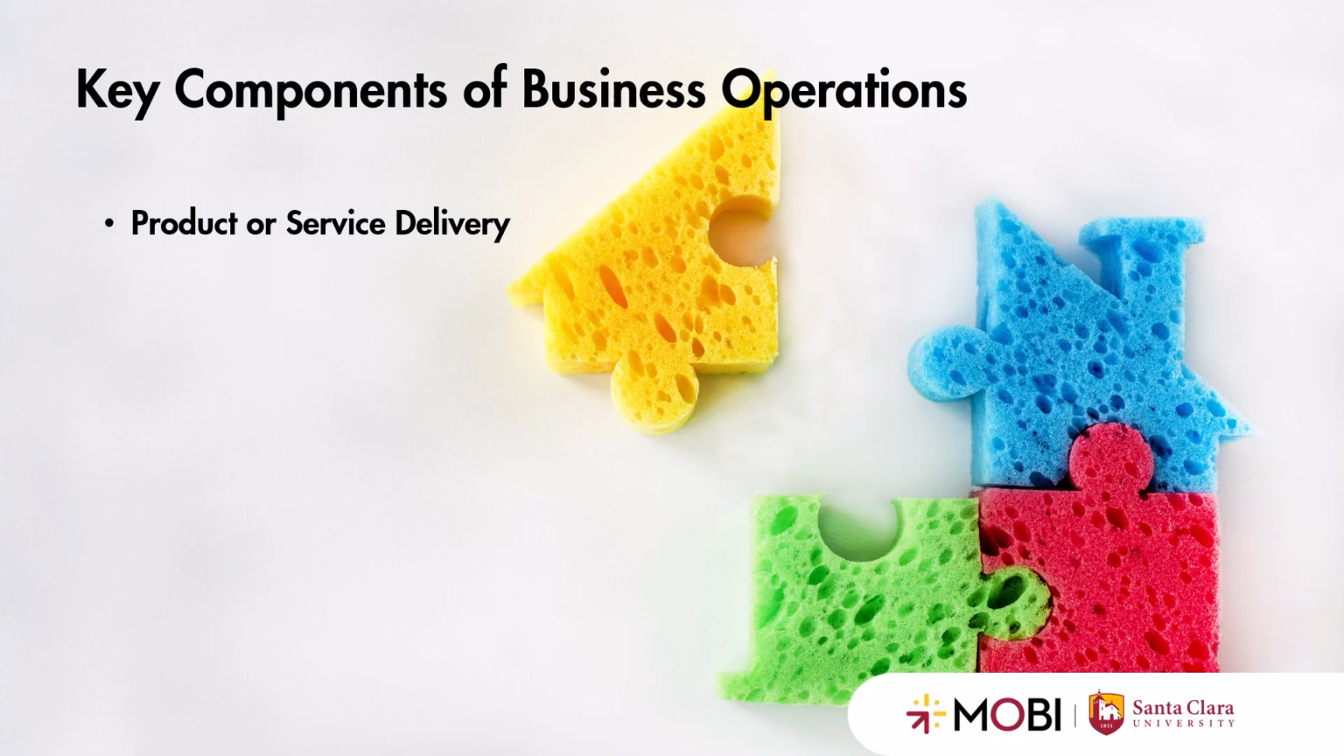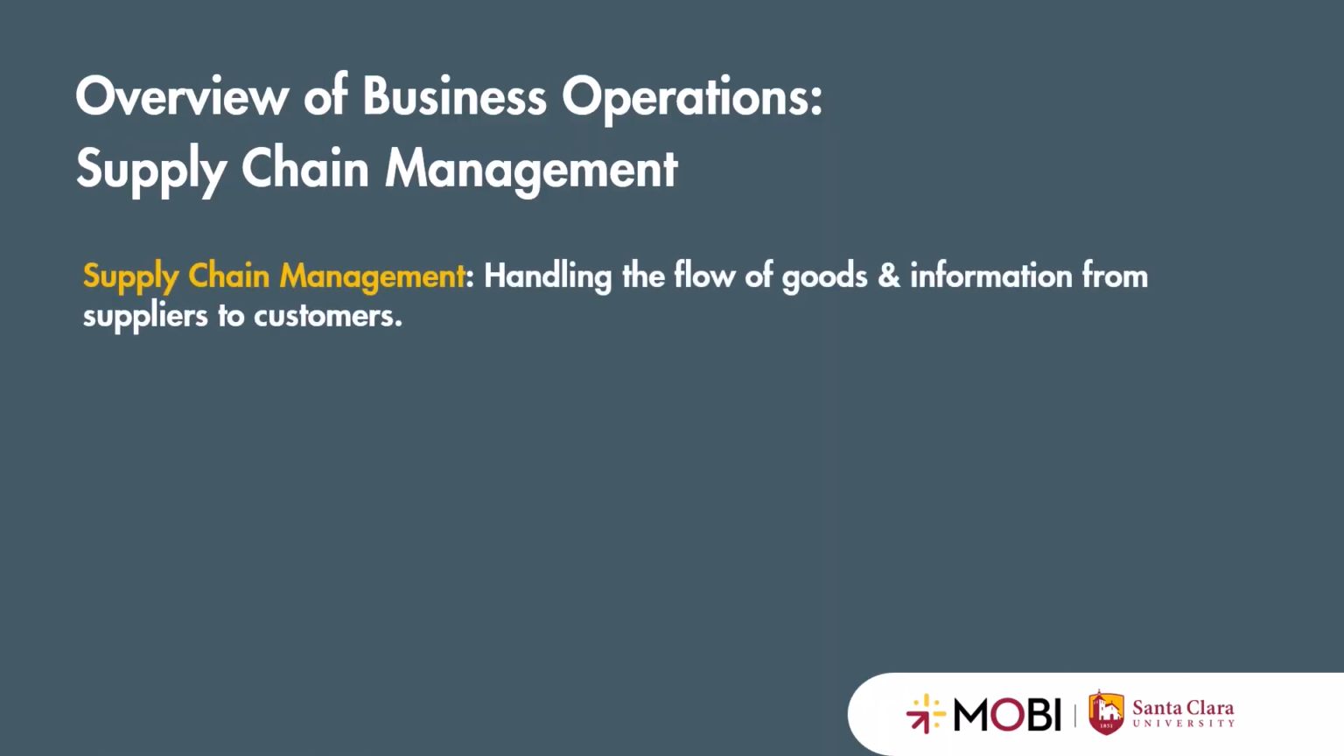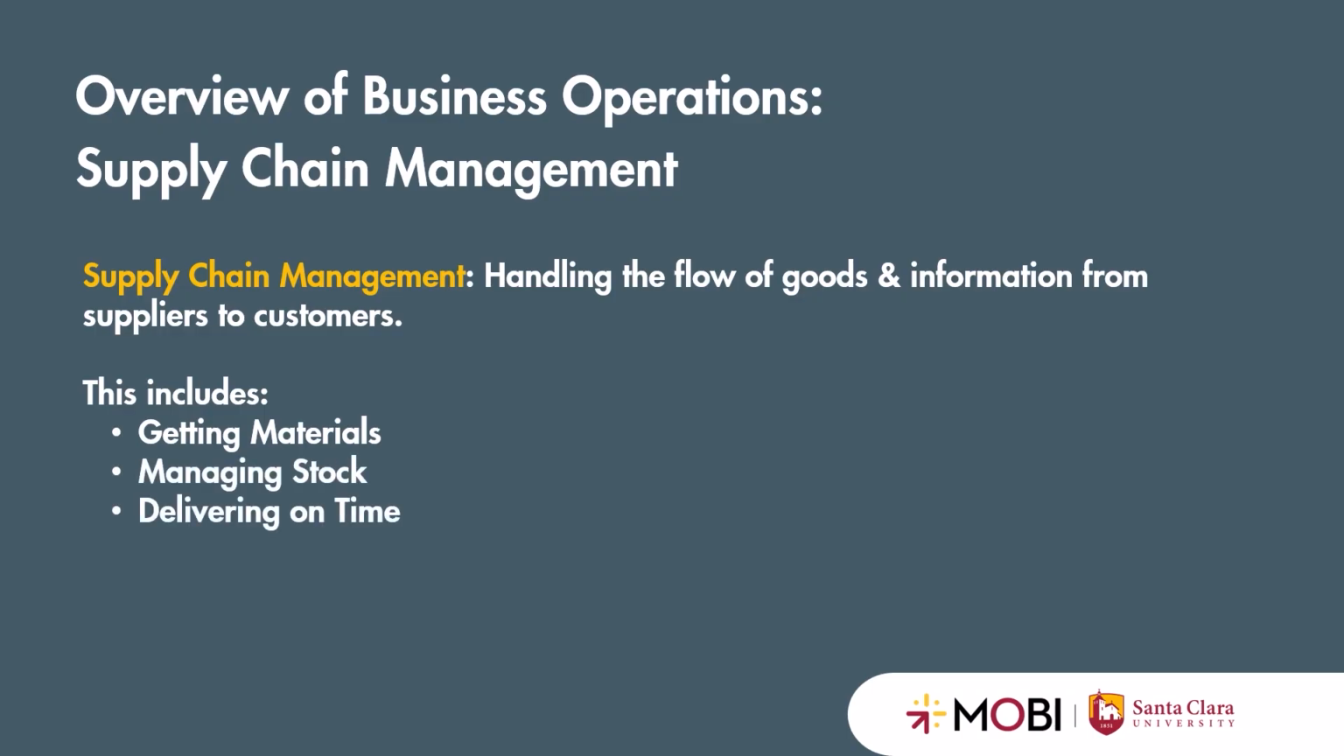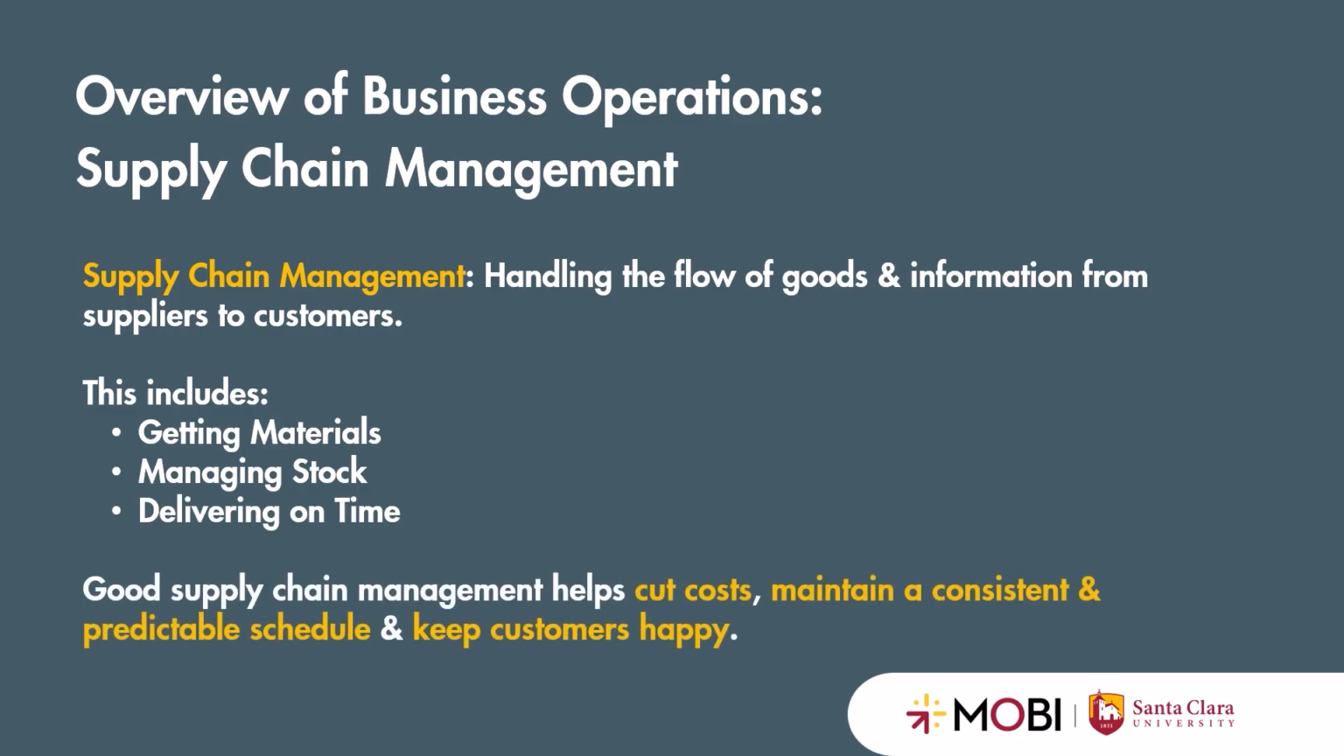Next, let's discuss more about supply chain management. Supply chain management is about handling the flow of goods and information from your suppliers to your customers. This includes getting materials, managing stock, and making sure products or services are delivered on time. Good supply chain management helps cut costs, maintain a consistent and predictable schedule, and keep customers happy.